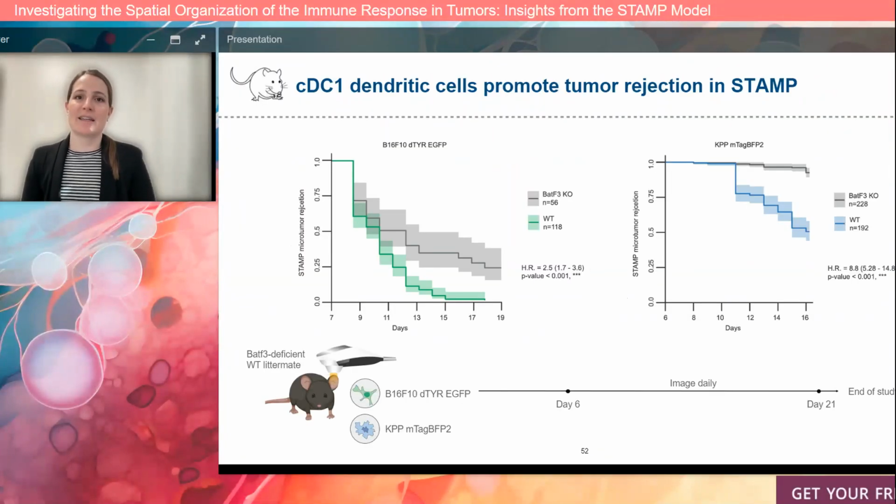And we've seen that, in fact, dendritic cells, specifically cDC1 dendritic cells, promote tumor rejection in STAMP. Here I'm showing two different cell lines, B16F10 melanoma versus our workhorse KBP, in which dendritic cells are required for tumor rejection. And in dendritic cell deficient BATF3 knockout mice, we lose that spontaneous tumor rejection. And based on this result, we developed a purpose-built transgenic model for studying dendritic cell biology in STAMP.